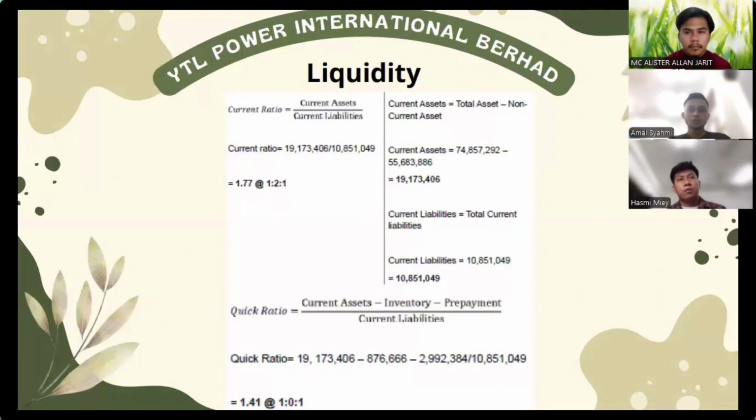Third is quick ratio. The quick ratio excludes inventory from the current assets, focusing only on the most liquid assets. After deducting inventory, the quick ratio for YTL Power is 1.69 times. This shows that even without relying on inventory, the company can comfortably pay its short-term debt.